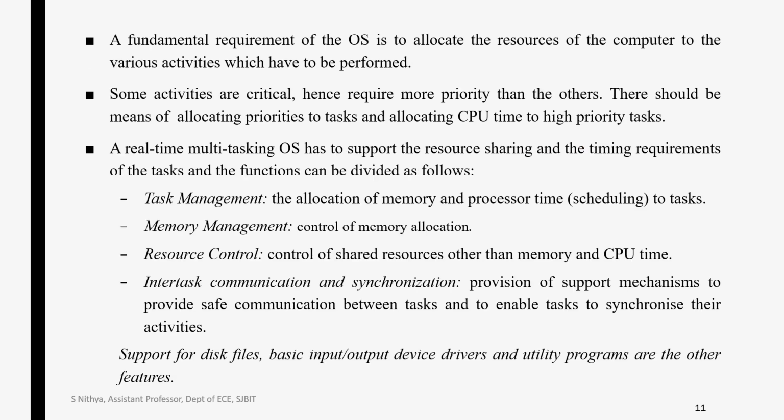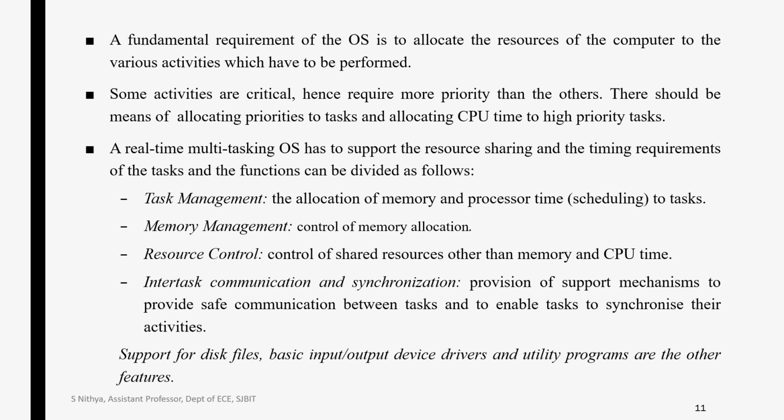A fundamental requirement of the operating system is to allocate the computer's resources to the various activities which have to be performed. Some activities are critical, hence require more priority than others. So there should be a means of allocating priorities to each and every task, allocating CPU time to high priority tasks. A real-time multitasking operating system has to support resource sharing and the time requirements of the tasks. What are the functions? The functions can be divided as follows: task management, memory management, resource control, and inter-task communication and synchronization.